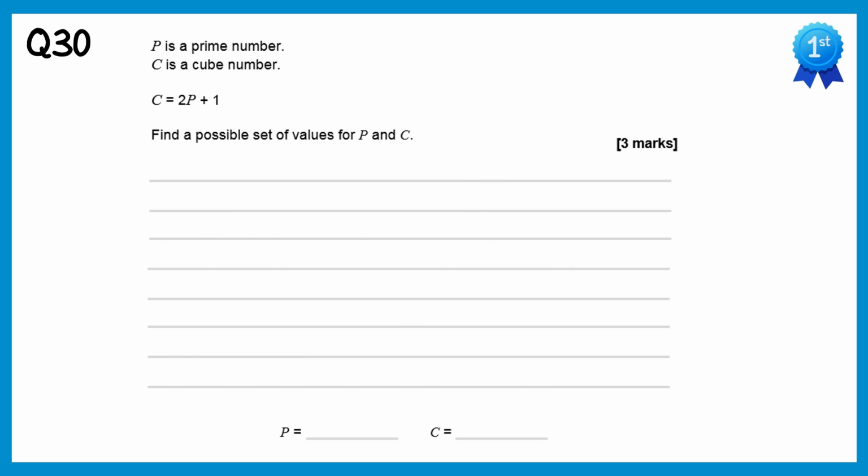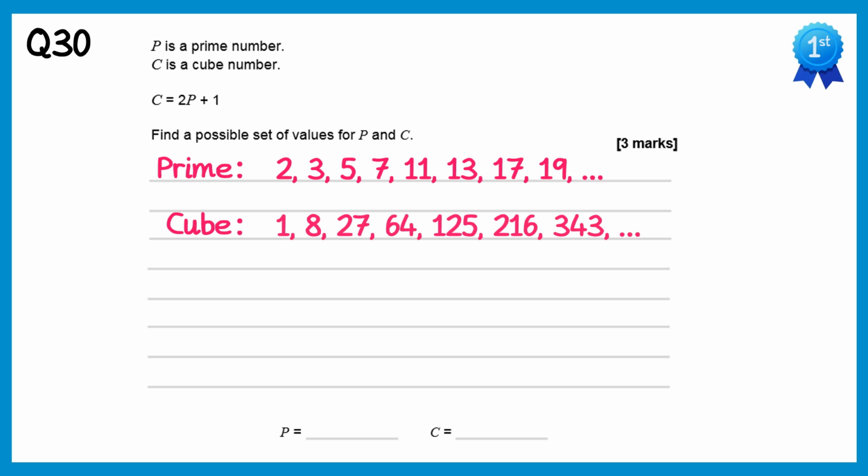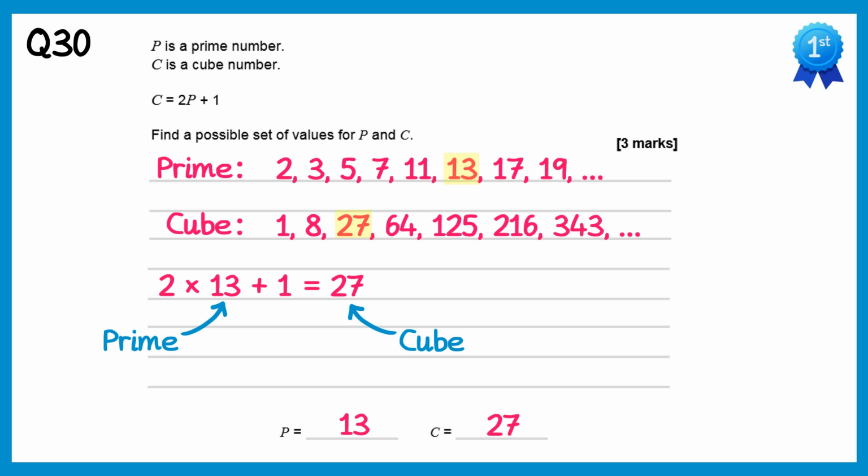For this question, we need to find a prime number that when you times it by 2 and then add 1, you get a cube number. So write down your prime numbers first, 2, 3, 5, 7, 11, 13, 17, 19 and so on, and your cube numbers as well. So 1, 8, 27, 64 and so on. Now it turns out the only answer to this is if you use 13 and 27, since if you do 2 times 13 and add 1, you do get 27. And you can see here 13 is the prime number and 27 is the cube number. So P would be 13 and C would be 27.